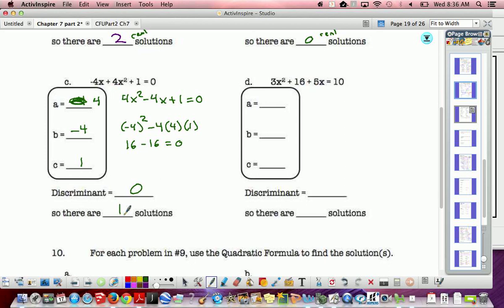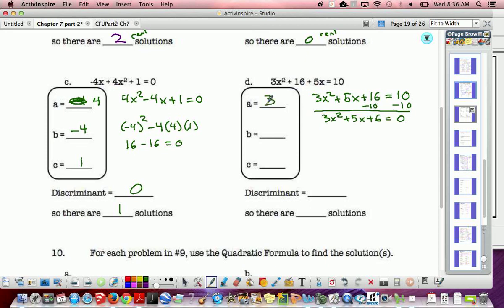Okay. On the last one, we'll have 3x squared plus 5x plus 16 equals 10. So I just reordered these so they're in general form, but it's not equal to 0, so I still have to subtract 10. So I get 3x squared plus 5x plus 6 equals 0.